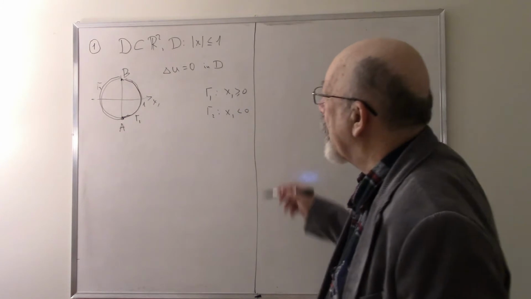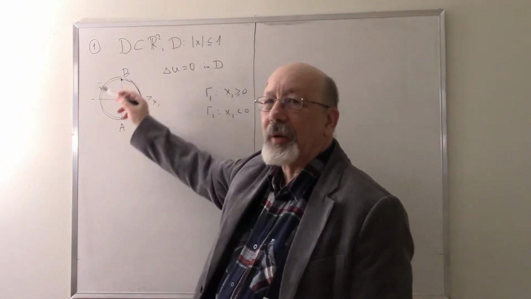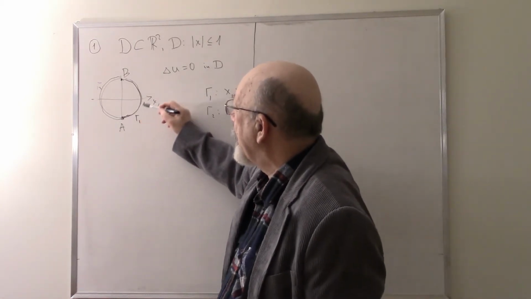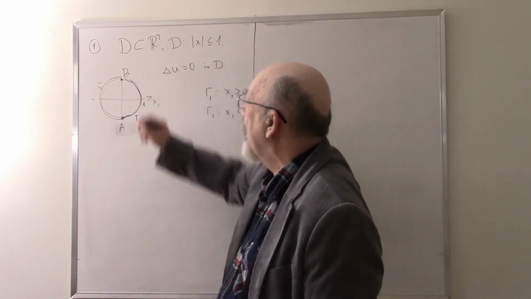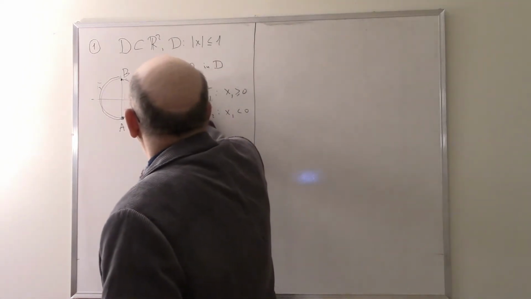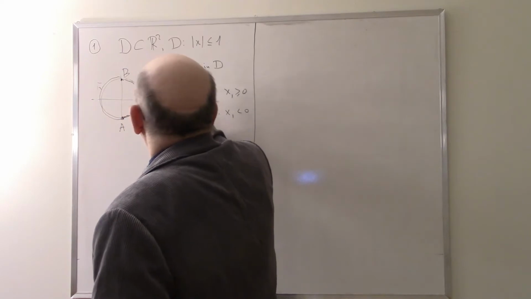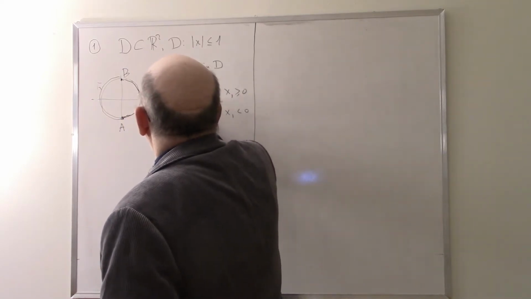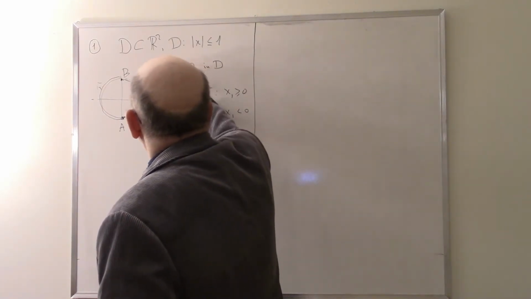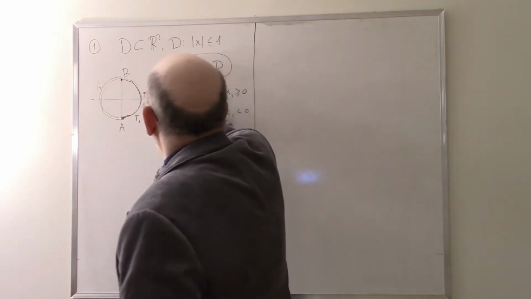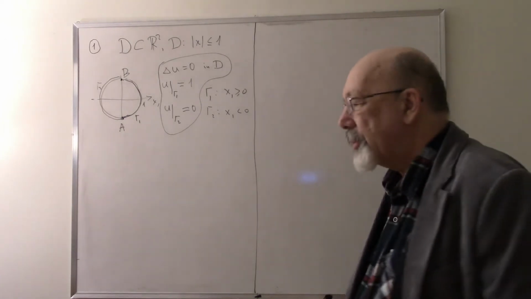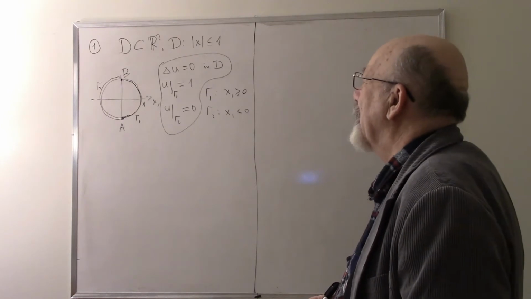Yes? So we have to find the harmonic function inside this circle such that on the right part of the circle from A to B, here on gamma 1, u on gamma 1 equals say 1, and u on gamma 2 equals 0. So this is our boundary value problem. So how to find it?